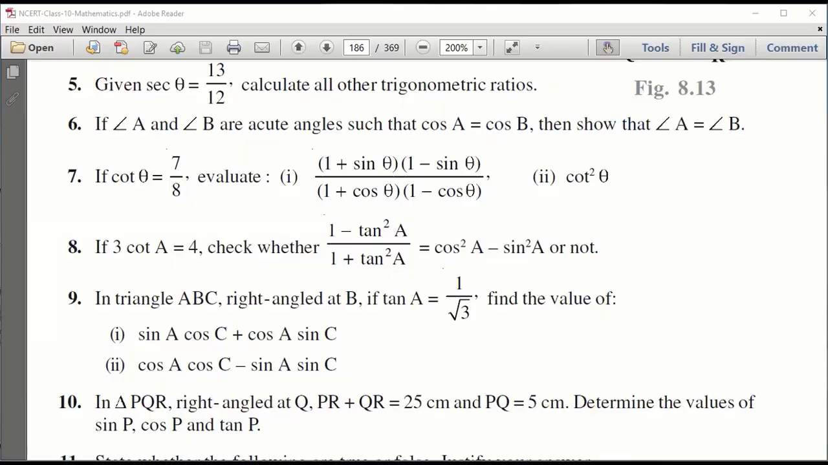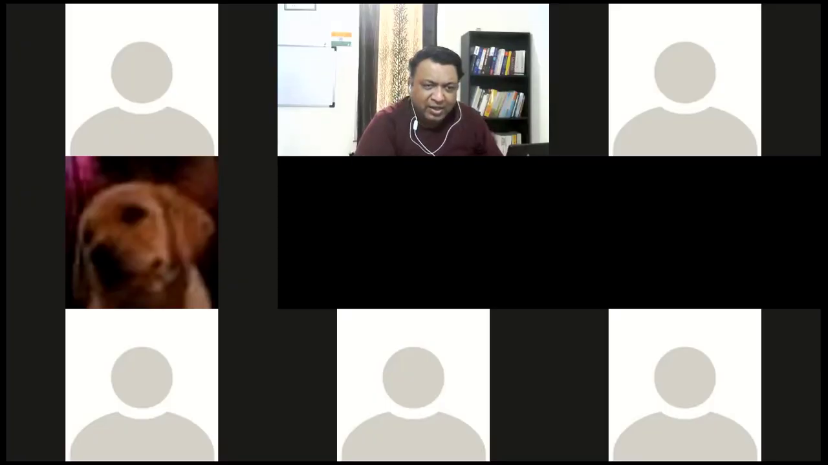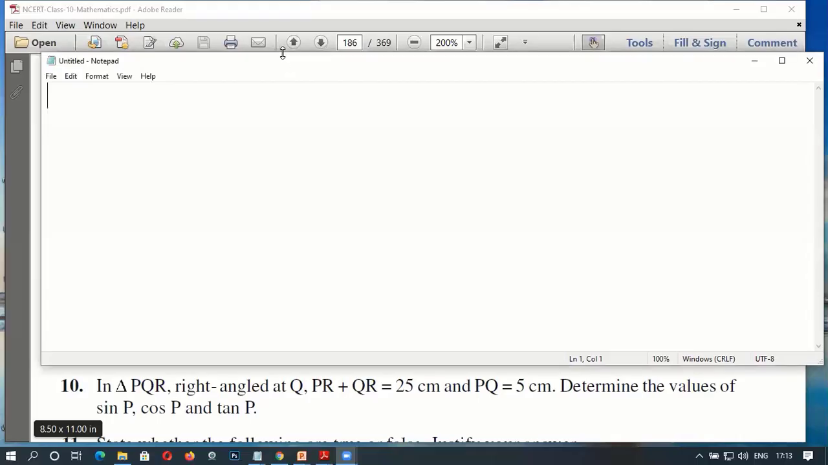Let me put one thing. Let me stop share and share the whole screen with Notepad also, okay? Notepad, and share whole screen. Share my screen. Now you will see the question also, this also.